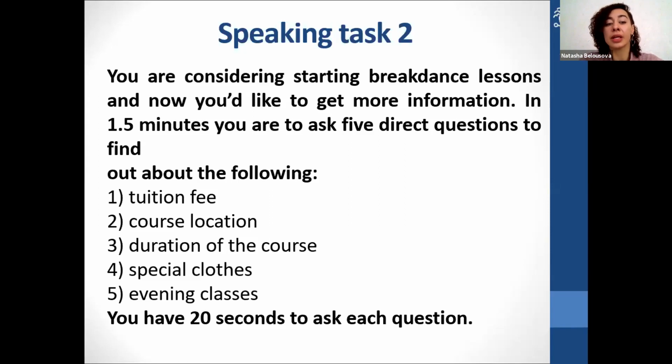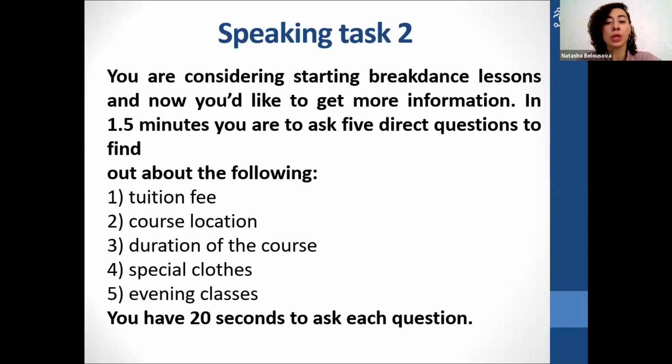And another thing which is good, they don't have to paraphrase much here. There is no requirement like that. So for example, if point 3 says duration of the course, I can easily say, what's the duration of the course? Yeah, and this question is going to be accepted. Maybe it's not the most natural one, but it's okay, all right? Evening classes, are there any evening classes? So you don't have to paraphrase the wording which is given in these points.